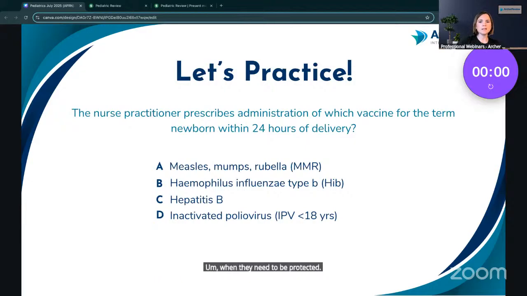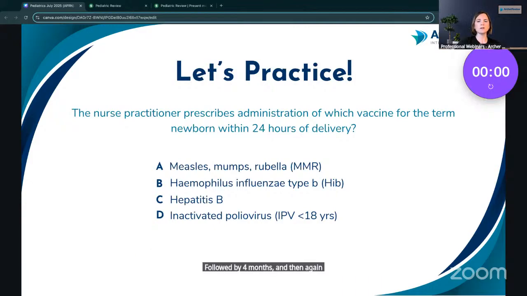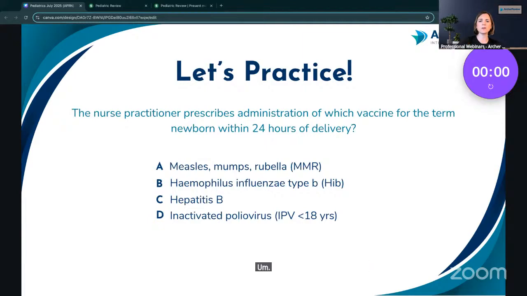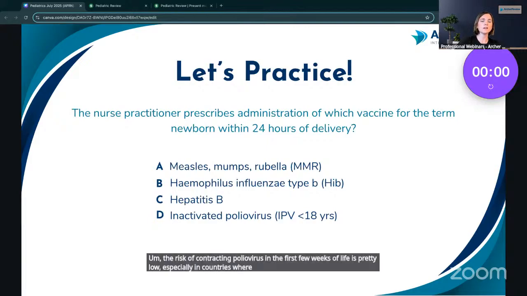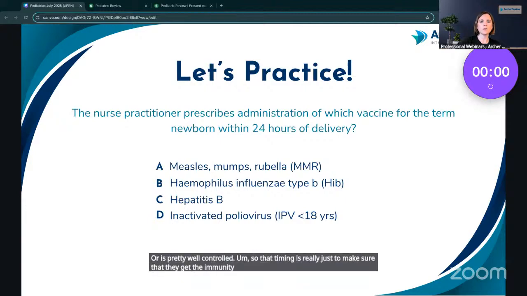Choice D is incorrect. The IPV or the polio vaccine is administered as part of a series with the first dose at 2 months, followed by 4 months, and then again at 6 months, and a booster between 4 and 6 years old. The babies also get antibodies from their mothers during pregnancy. The risk of contracting poliovirus in the first few weeks of life is pretty low, especially in countries where polio has been eradicated or is pretty well controlled. So that timing is really just to make sure that they get the immunity when they need it as well.